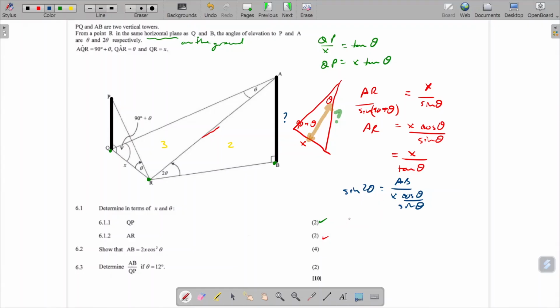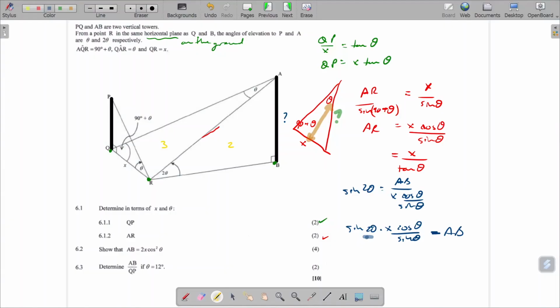Cool. I'm happy with that for the moment. So we're going to times across. So you're going to get sine 2 theta times x cos theta over sine theta equals AB. So we now do have AB on itself, but what we do have on the right hand side is firstly a sine of 2 theta, which is screaming at me that I'm probably going to be a problem. And I've got my denominator of sine theta.